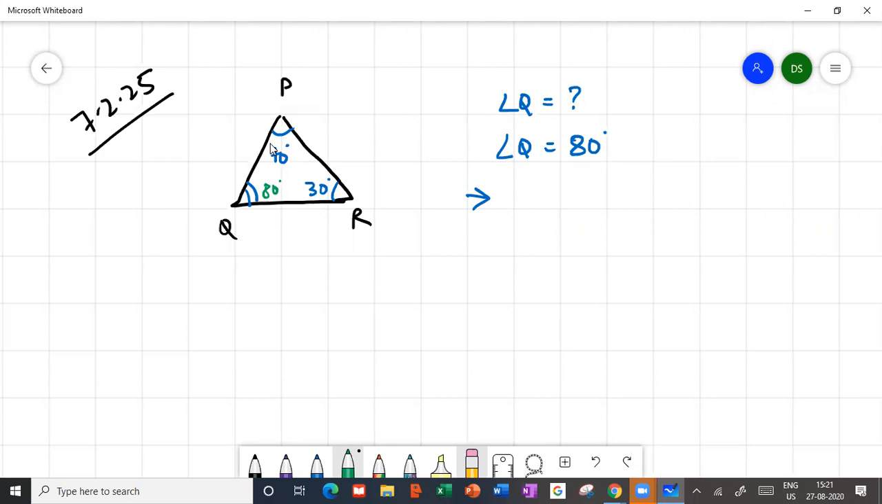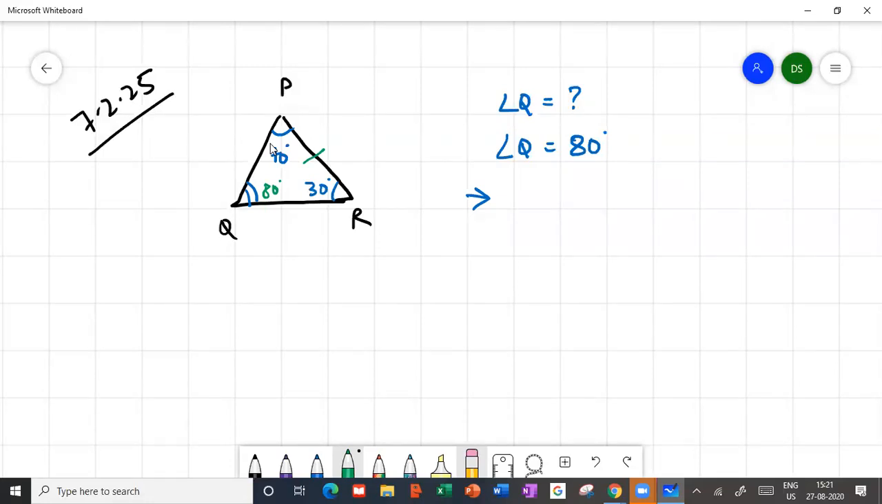Okay. Have you heard about this property that the side opposite to the greatest angle is longest? Correct. Awesome. Yes, that's correct. So PR will be the longest.